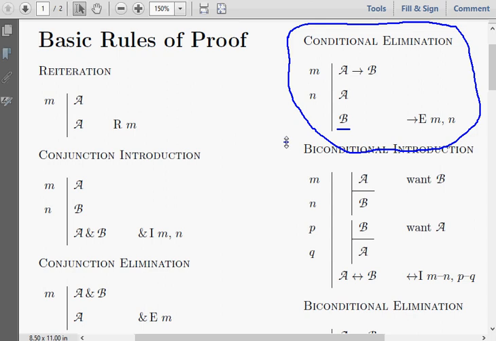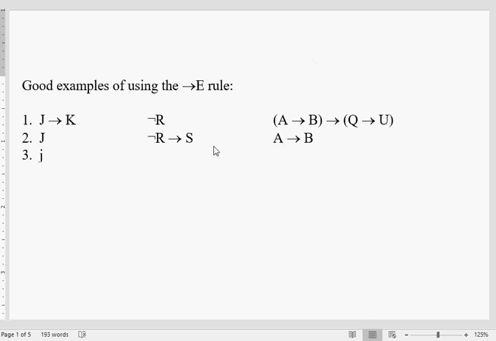So the rule basically says this: if you have a conditional anywhere in your proof, a statement of the form if A then B, and if you have the antecedent A somewhere else on another line in the proof, you could write down B. And with this rule, the conditional operator has to be the main logical operator, and that's the case with all the basic rules, everything except rules of replacement. I'm going to say a few words about this, and then we'll do a couple of proofs.